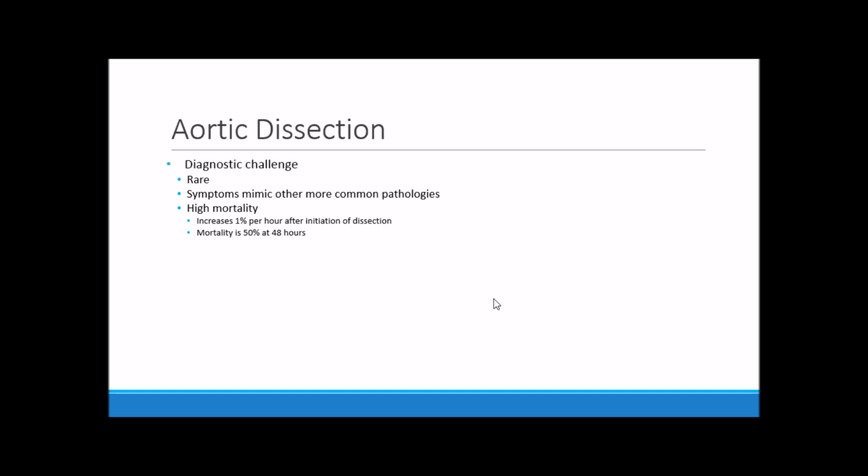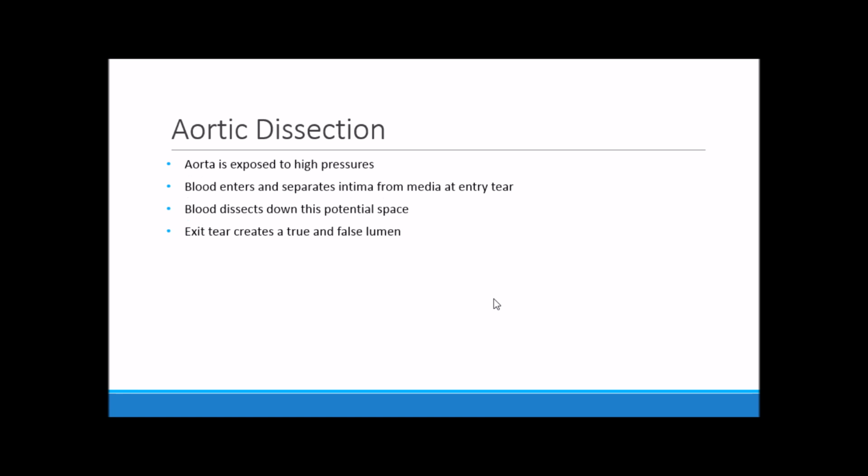The mortality is 50% at 48 hours. It basically goes up by 1% per hour after the dissection starts. So you don't want to get to 100 hours, I guess, okay? How does this work? Well, the aorta is exposed to high shearing pressures. Eventually what happens is the blood wears down the inner layer and dissects between the intima and the media. It will then propagate for however long it wants to, and then sometimes it will pop back in, so you have a true and a false lumen.